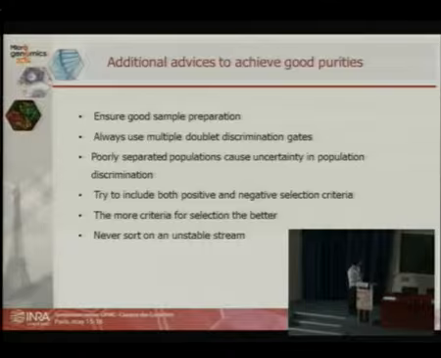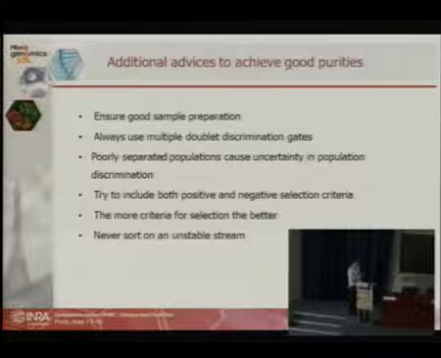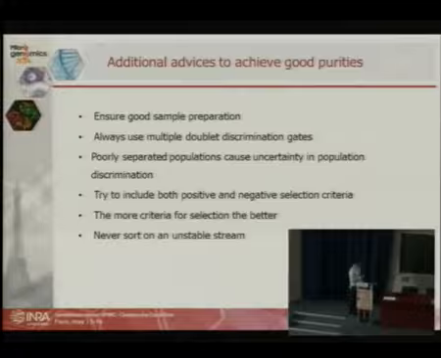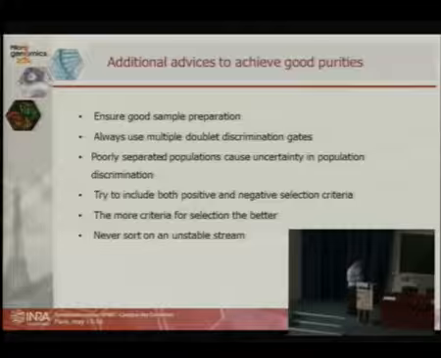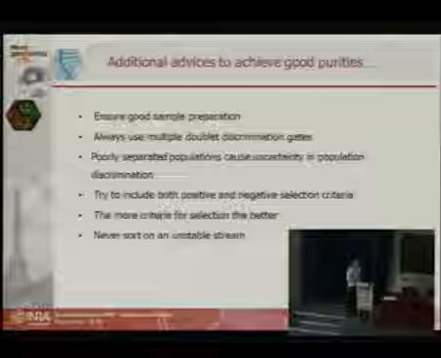Poorly separated populations cause uncertainty in population discrimination, so the machine is prone to making errors in judgment. You have to try to include both positive and negative selection criteria, and the more criteria you have, the better. So go high content, multi-parameter flow cytometry. And again, a very simple thing: never sort on an unstable string.